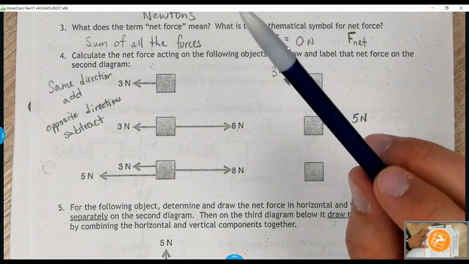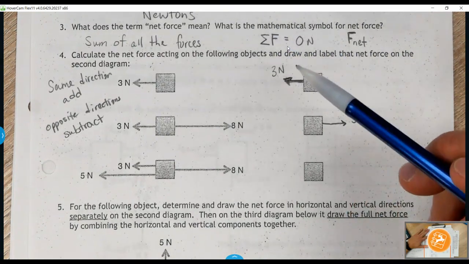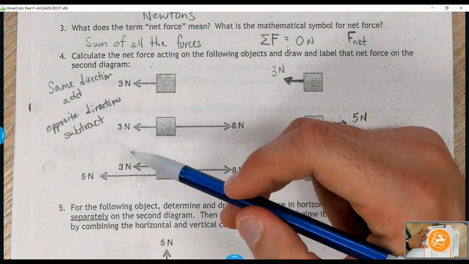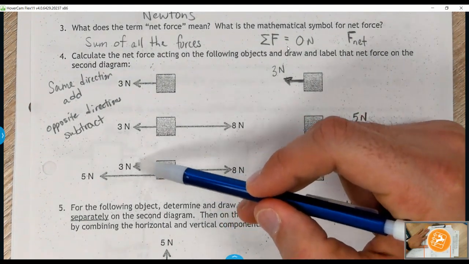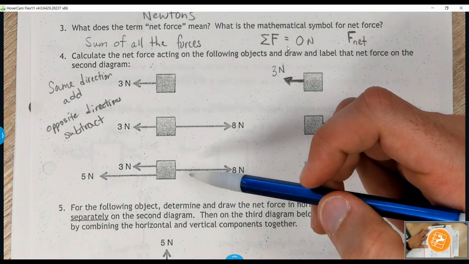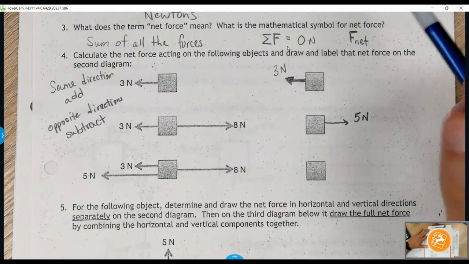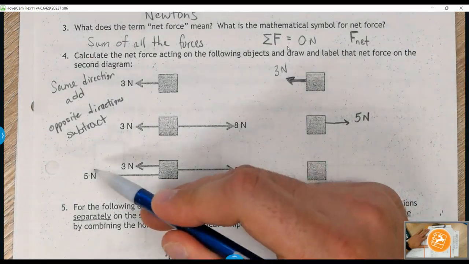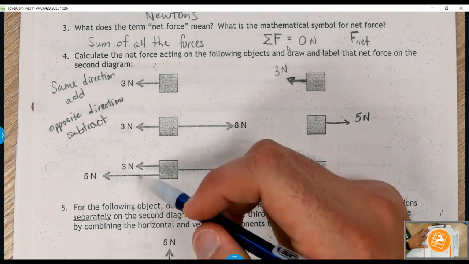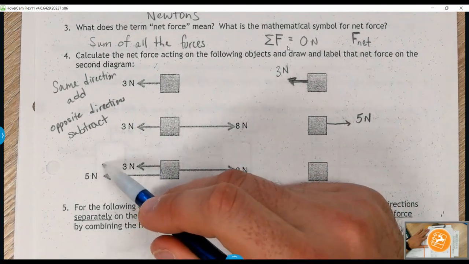The net force up here, I'm just recording it. That's right. Yep. So the net force here, correct. So you have 3 to the left and 5 to the left. Since they're in the same direction, we add them. So basically, we would have 8 to the left.